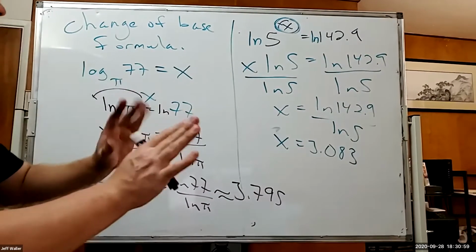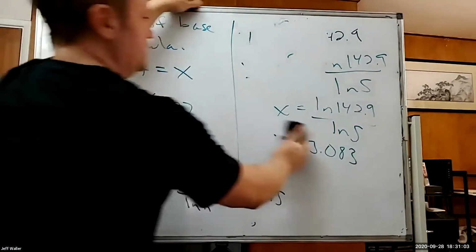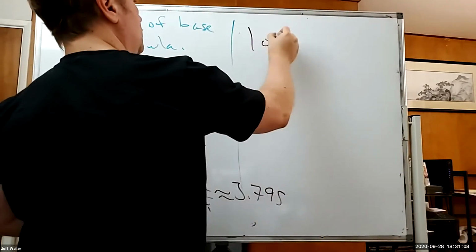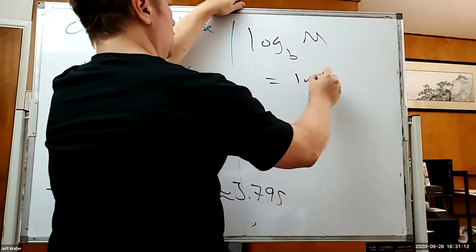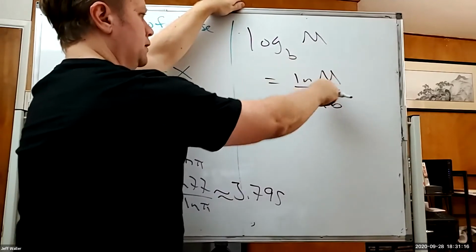So what does that mean? How could I rewrite this without having to go through all this? What's the shortcut? Let me do the general formula. Log base b of m is equal to natural log of that over natural log of that. The base goes on the bottom. This goes on the top.